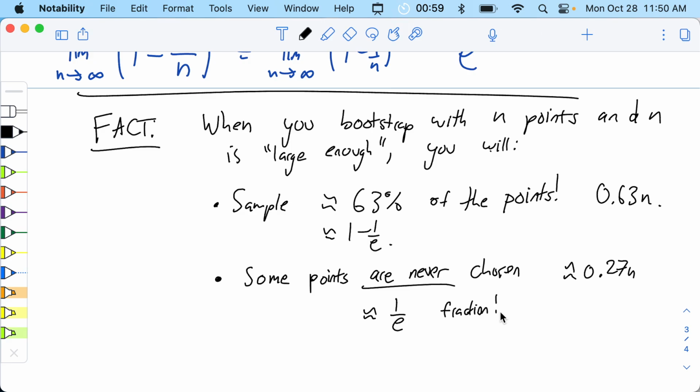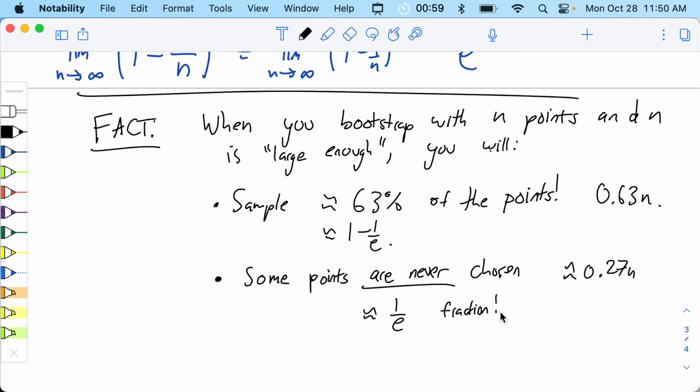So when you bootstrap, you have n points, you're choosing them. Some of them get chosen more than once. Some of them get chosen 0 times. And the number that get chosen 0 times is approximately 27% of the points. And that's where it comes from. So if you saw the videos which I put up last week, then you will remember they reference approximately 70% or approximately 30%. Those were coming from 1 over e.